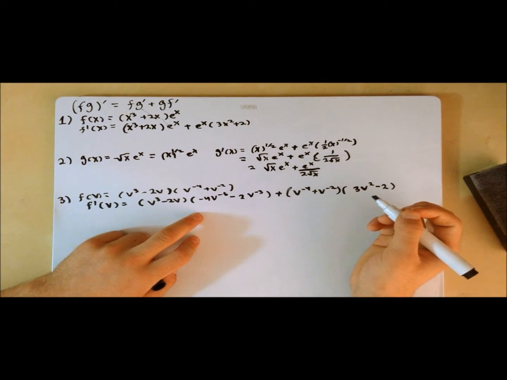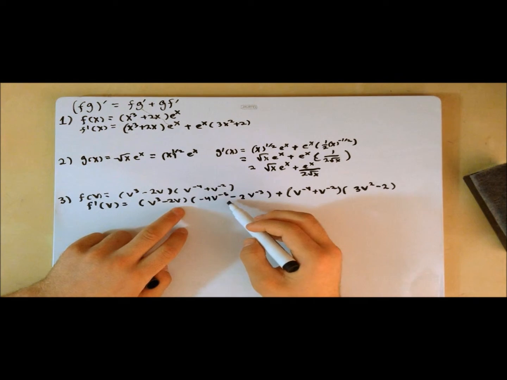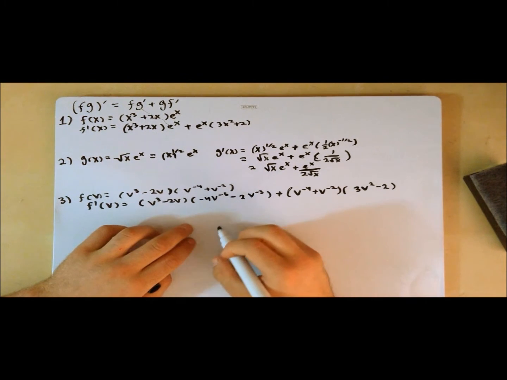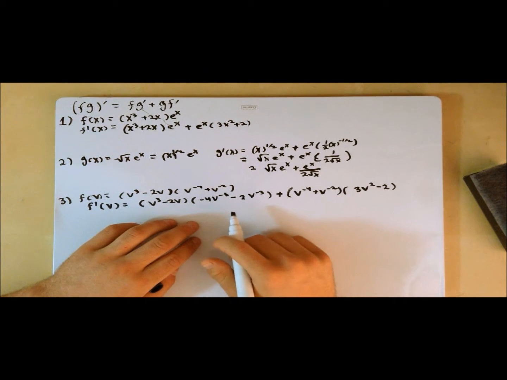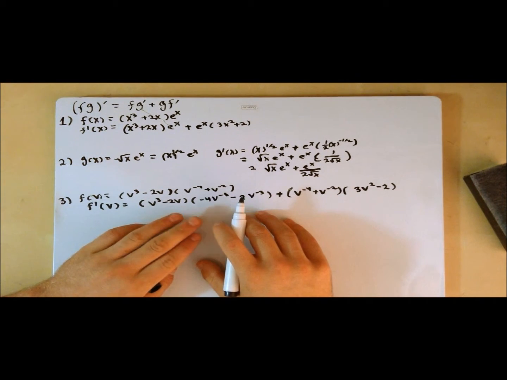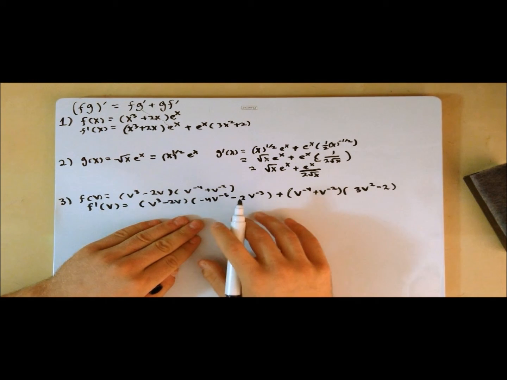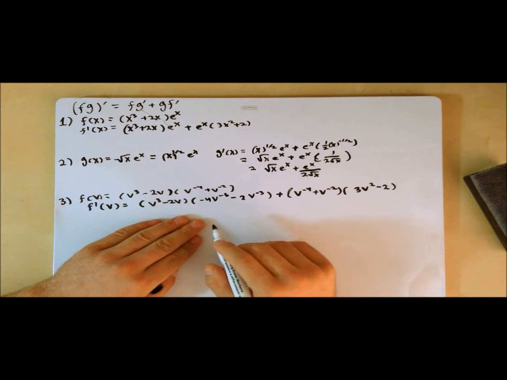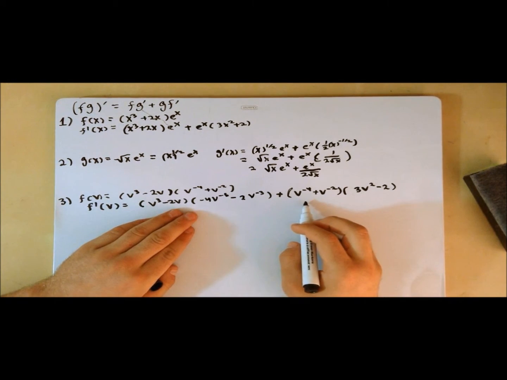Of course, if you were asked to simplify, you could distribute it and then find like terms, add them or subtract them, and simplify this down. But if you're not asked to do that, just leave it as it is. It's a very tedious process to try to simplify this. So I'm just going to leave it as this.